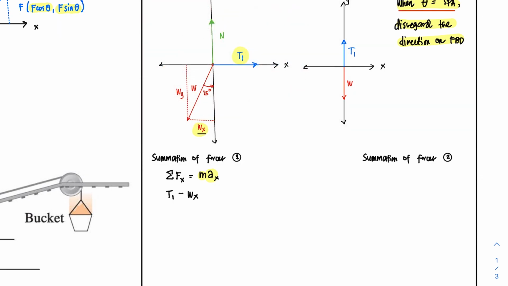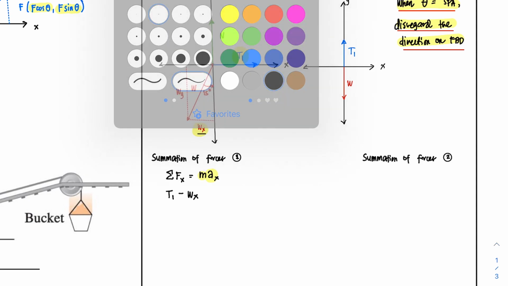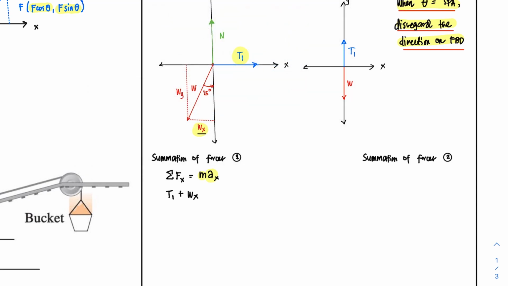When theta is measured in SPA, and we will use SPA today, we disregard the direction on the FBD. So I will just write plus. So I will just write plus Wx is equal to, what are the other forces? There are no other forces along x already. So equal to M times acceleration along x. Okay, so I'm hoping that is clear.